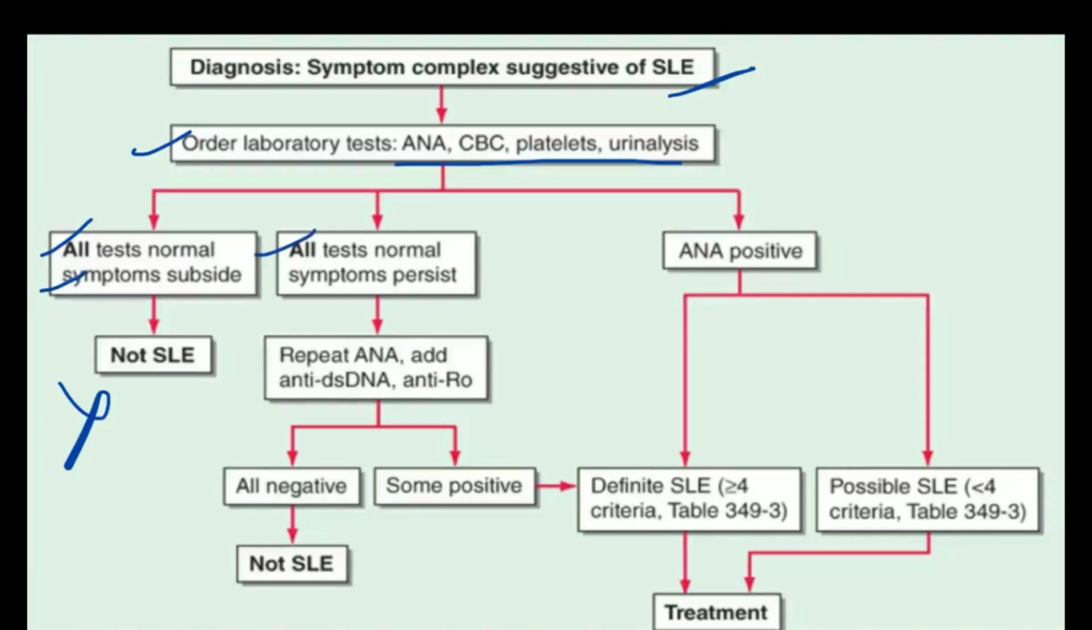Second, all tests are normal, but symptoms still persist. In that case we have to repeat the ANA test, and we can ask for some additional tests like anti-dsDNA and anti-Ro antibody tests. If all are negative, then the patient is less likely to have SLE. If some of these are positive, then put together the symptom complex and the lab examination. If the patient has 4 or more criteria, then it's definite SLE. In the third possibility, when the patient has any positive test but fulfills fewer than 4 criteria, then this is possible SLE. In both cases, we will treat the patient.